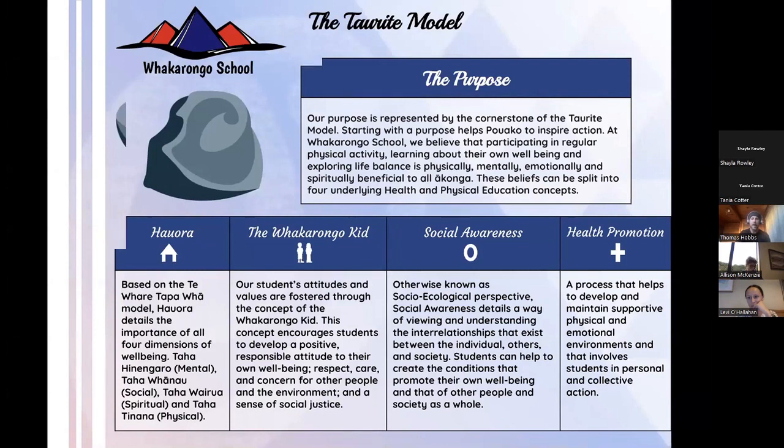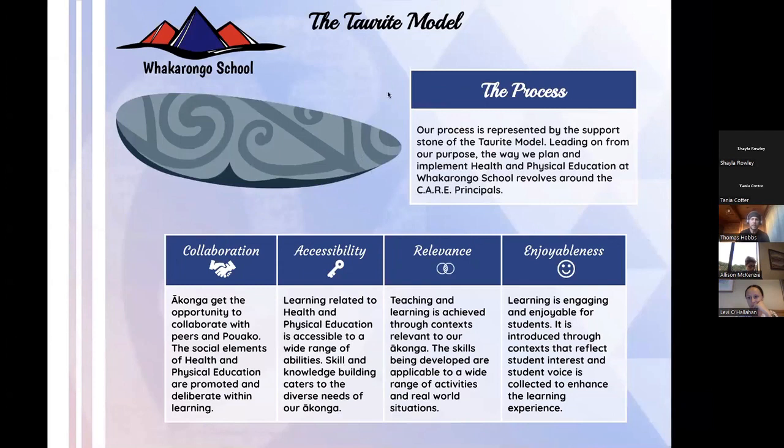Now our how was a lot more school focused. Our process, our how, was represented by the support stone of the Taurito model. So leading on from our purpose, the way we plan and implement health and PE at Whakarongo School revolves around what we call our CARE principles. When our health and PE is being delivered to our ākonga, we expect it to be collaborative, so that ākonga get the opportunity to collaborate with peers and kaiako. That social element, as we know, is really important to engagement in health and PE.